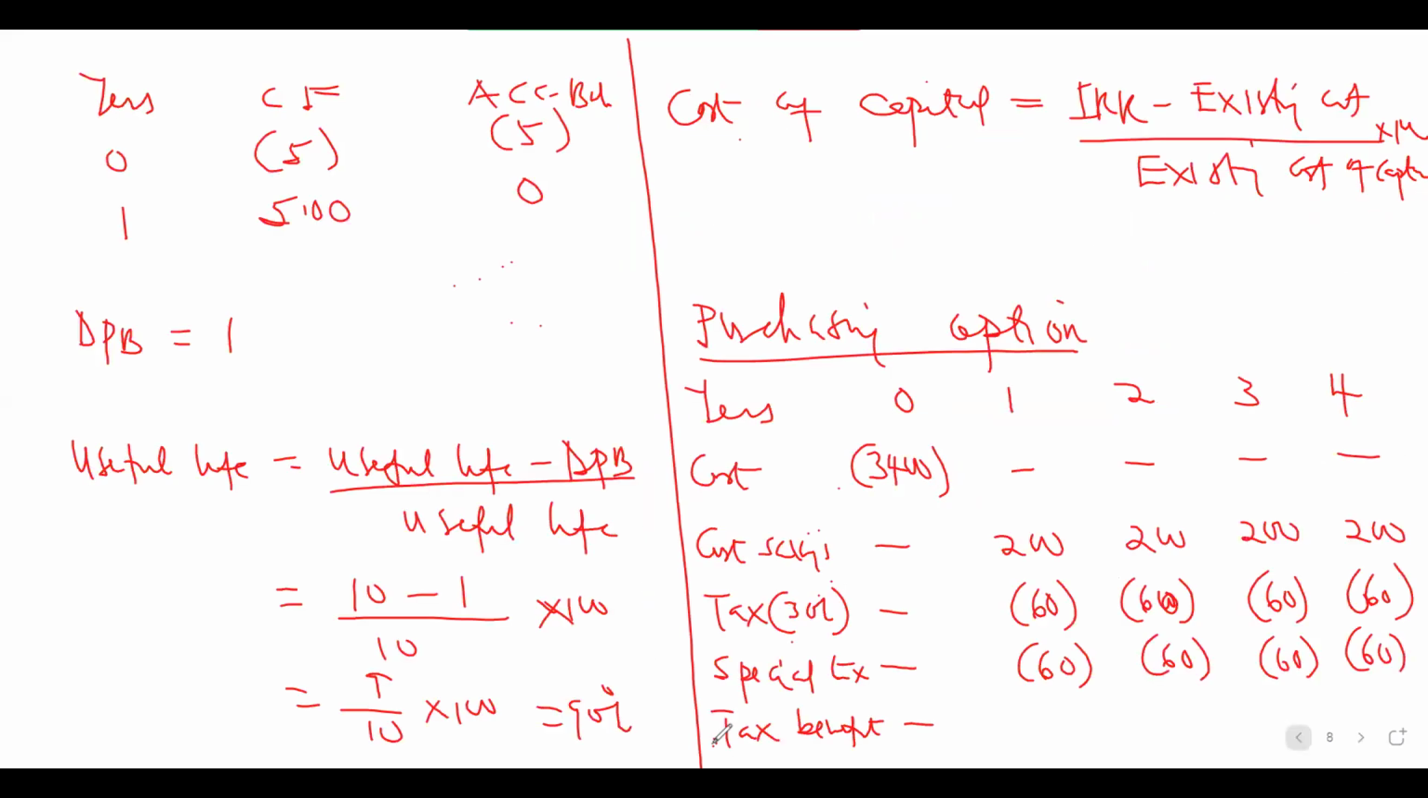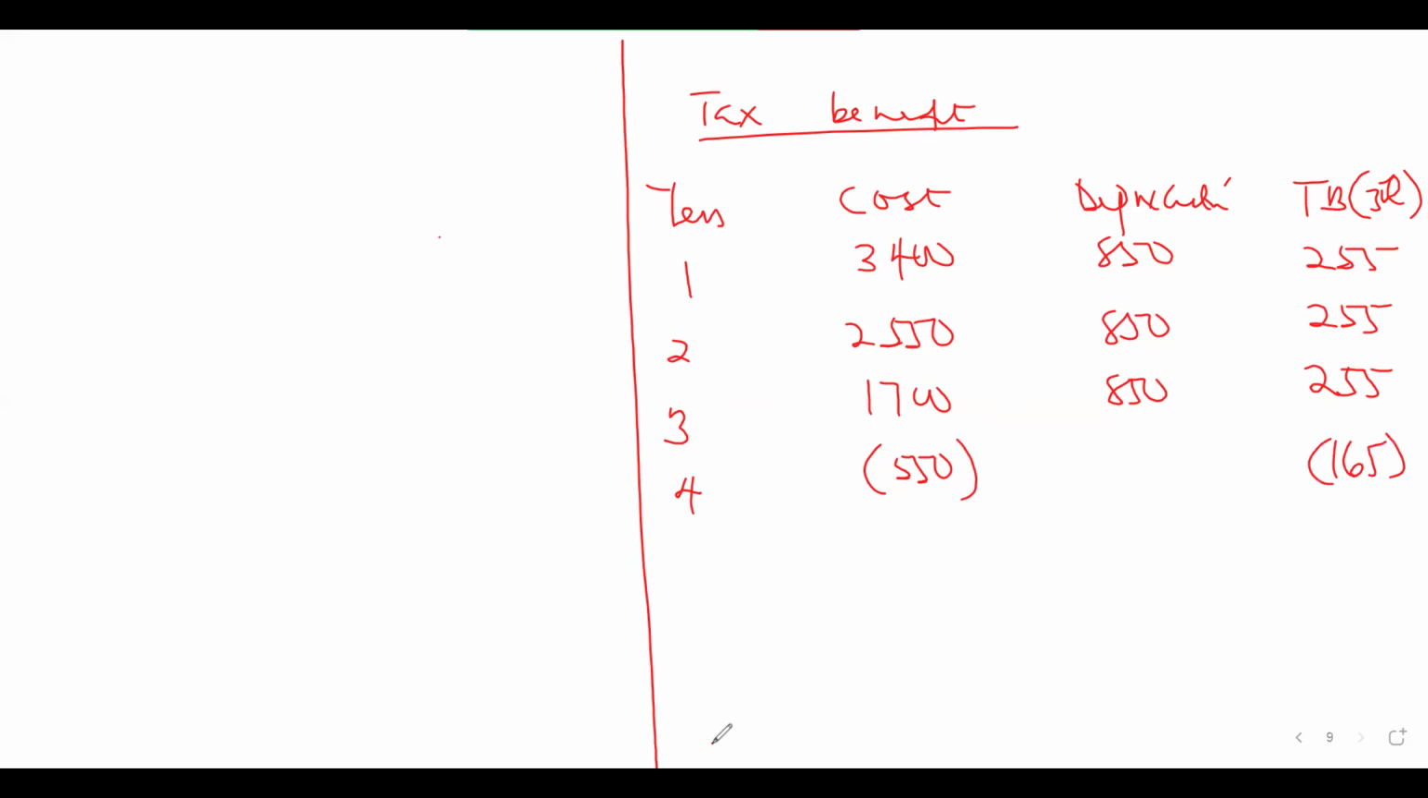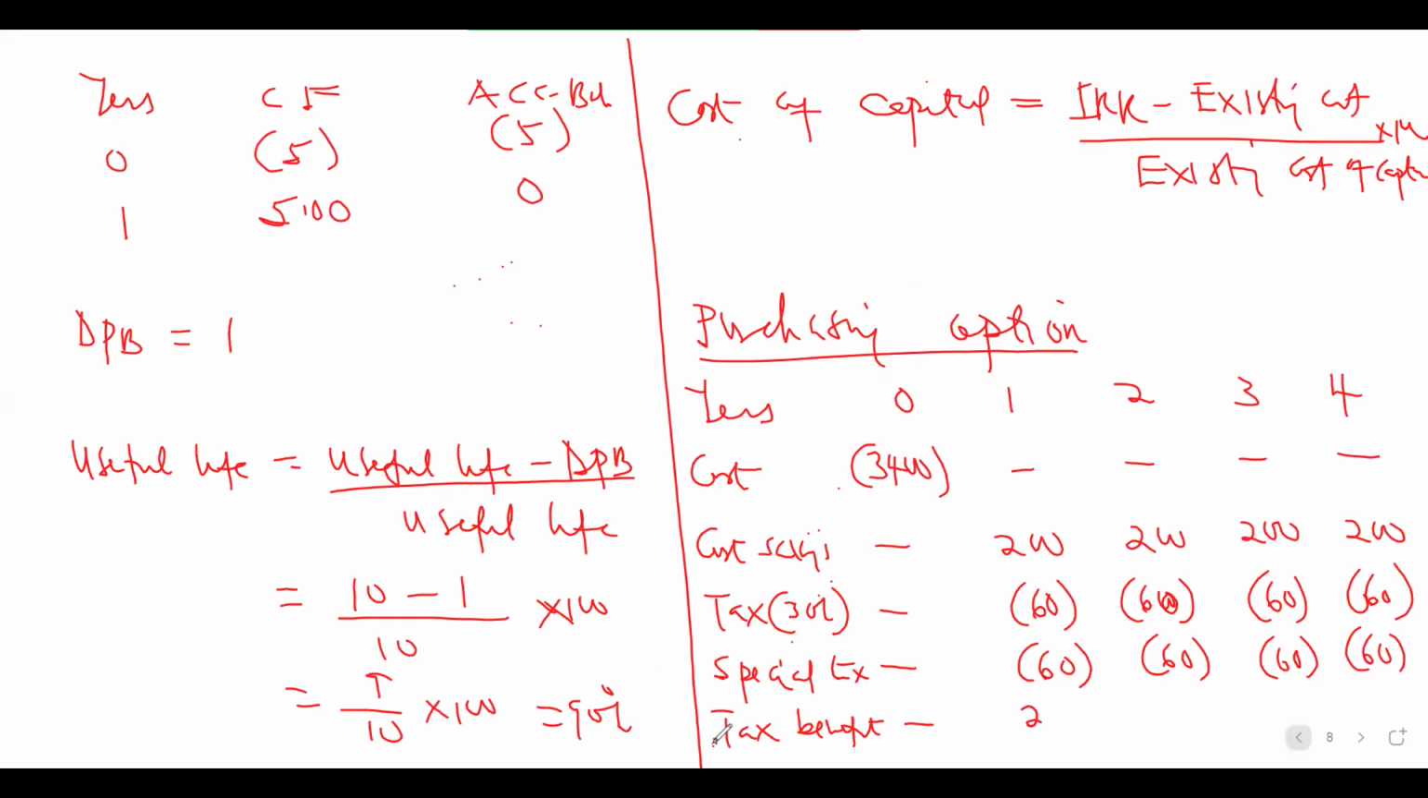The tax benefit for the first year. They are not giving us how the tax will be paid. So we are going to be having 255 as a benefit, 255 as a benefit, 255 as a benefit, and the last year will be 165. The tax is paid 1 year in arrears. Is that what they are saying? Yes.